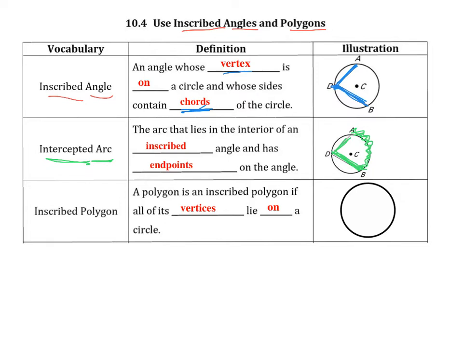Now, my next term, inscribed polygon. All right, similar to an inscribed angle where you have your vertex on the circle, for an inscribed polygon, it just means all the vertices that make up my figure are going to be on the circle. So let's say I'm drawing an inscribed triangle, then my three vertices that make up that triangle are going to be on the circle. So there's my inscribed polygon in red. Let's say I want to do an inscribed quadrilateral. I would just add one more vertex. There's my inscribed quadrilateral.